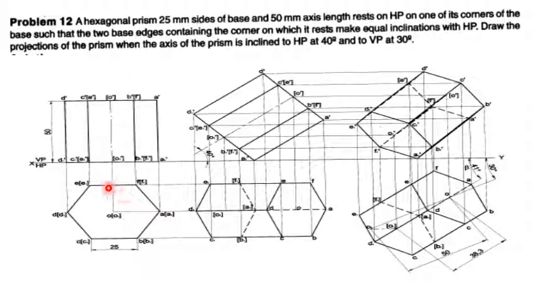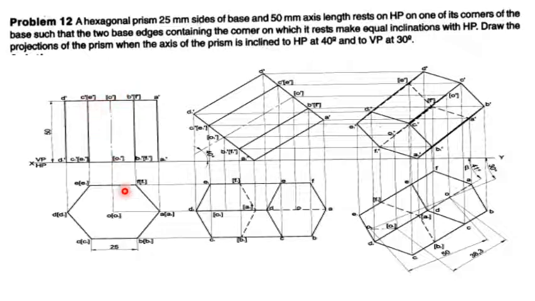So first draw a regular hexagon. The included angle is 120 degree, so all sides are equal. Each side is 25 mm, 120 degree. So draw a regular hexagon in the top view. The observer will be here in the top view. The top face is visible.